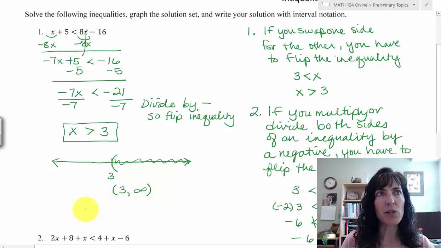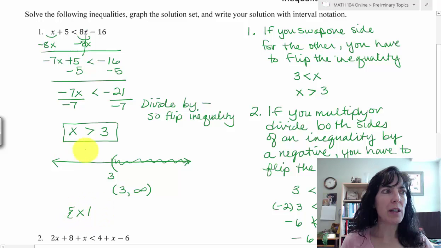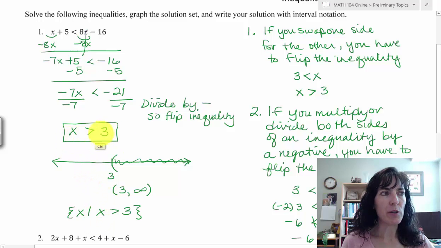And then the last thing is to show the set notation. So I'll do the squigglies, x such that, and then I just put in the algebraic notation next and end my set. And there's my 4 forms of the answer: the algebraic notation, the graph, the interval notation, and the set notation.